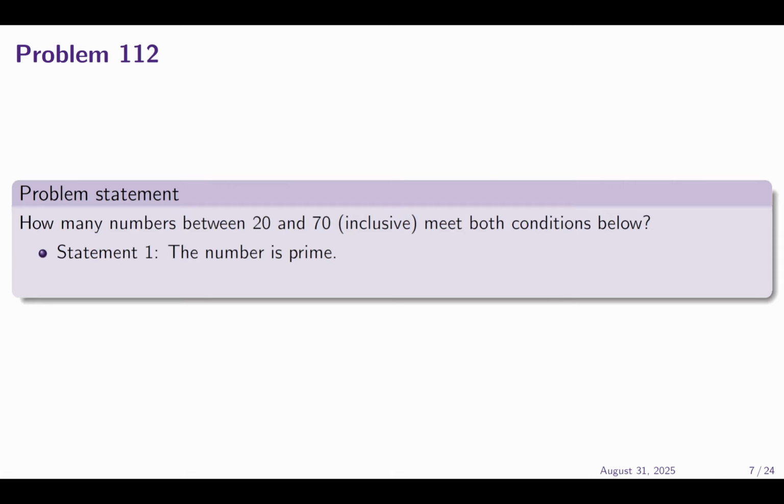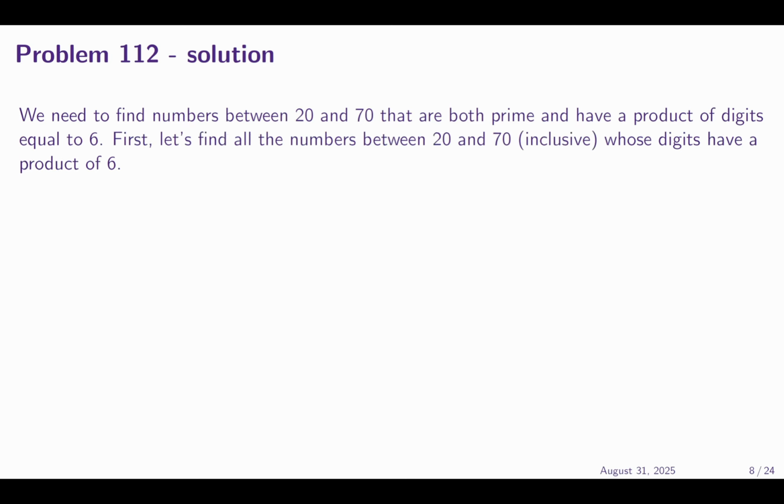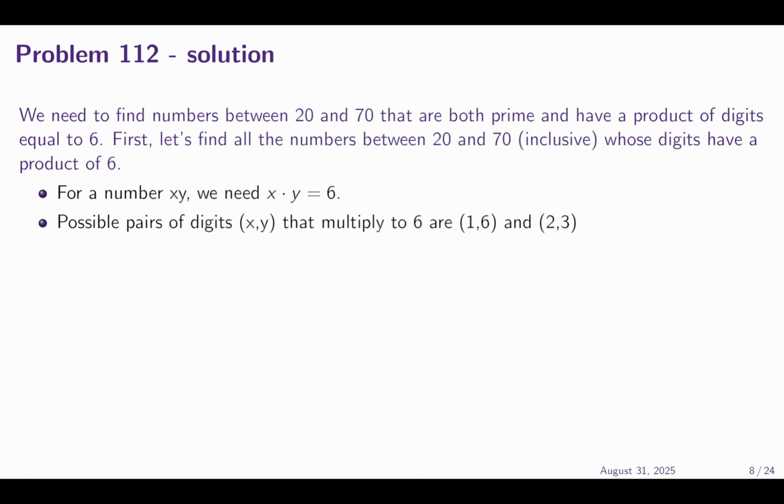How many numbers between 20 and 70 meet both of the conditions below? A, the number is prime, and B, the product of the digits is 6. We gotta find all the numbers that are both prime and have a product of digits equal to 6. First, we should probably find those numbers whose digits have a product of 6. If we express the number as xy, we need x times y to be equal to 6. For whole numbers, there are 2 such pairs, 1 and 6 and 2 and 3.